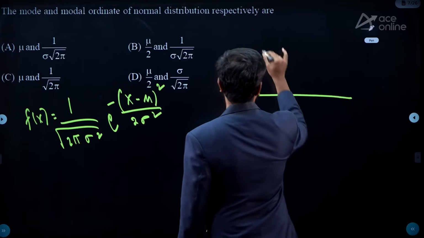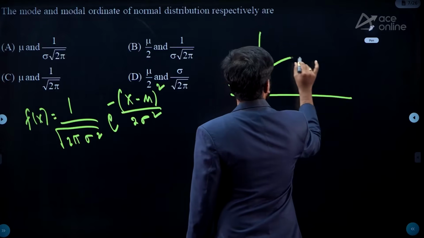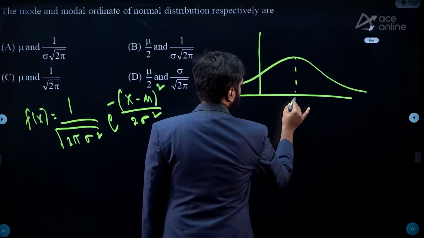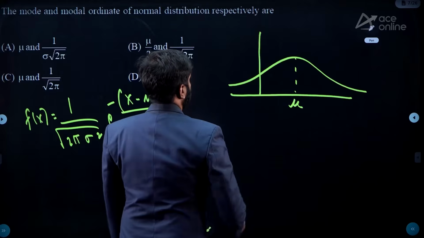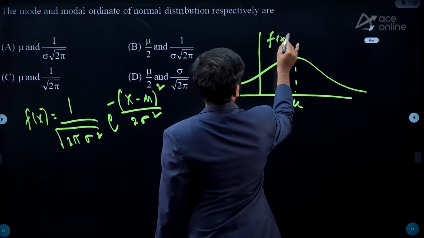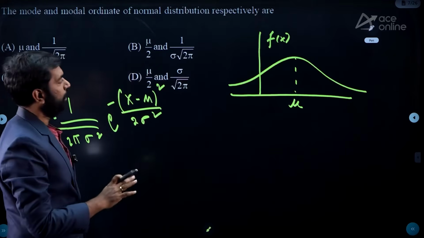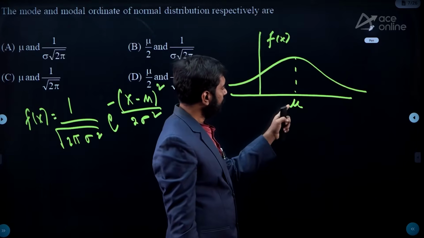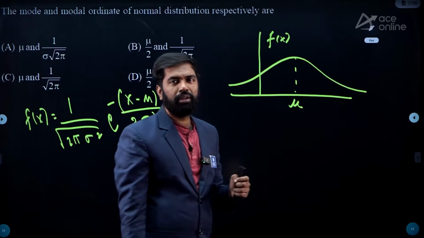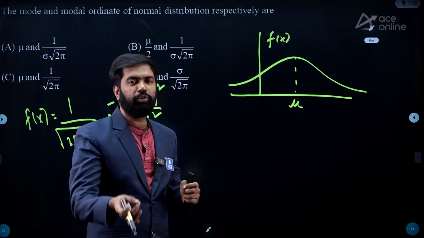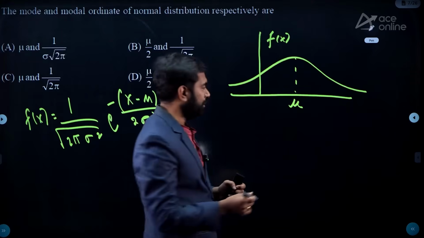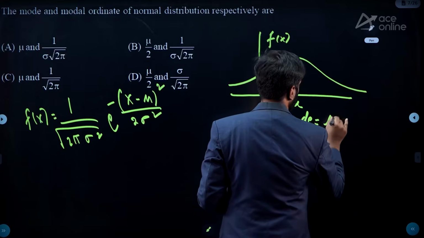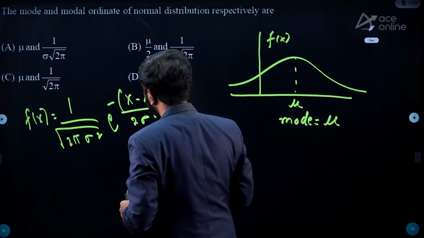It's a well-known graph. Everyone knows it's a bell-shaped curve which is symmetrical about x equal to mu. So this is your probability density function. First, what is the mode of this? Mode is where our density function reaches a maximum value. Looking at this graph, at x equal to mu, the density function reaches the maximum value. Hence, the mode is mu.